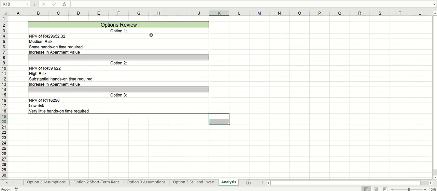Option 1 has some risk, but it can be reasonably managed. This option still provides a high net present value and does not require a lot of time to manage. We have therefore decided that option 1 would be the best option for you, as it is the one where you can get the highest net present value for the most reasonable amount of risk.